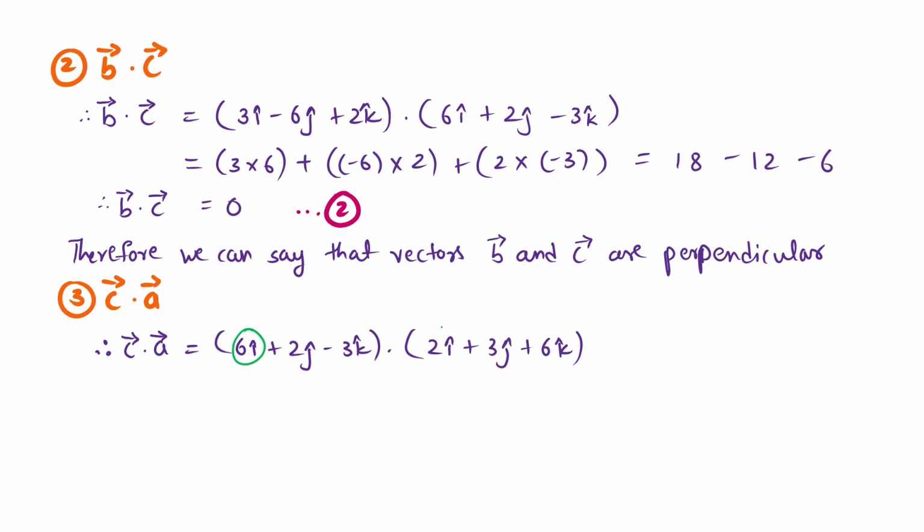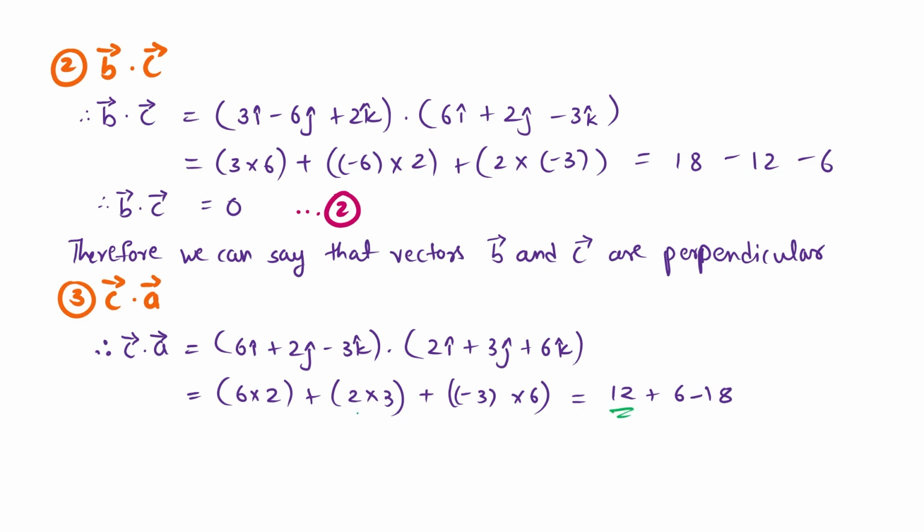So it would be 6i dot 2i, which gives us 6 into 2. Second, we would do the j components, that is 2j dot 3j, which will give us 2 into 3. And then the final multiplication would be the k component of the first vector and the k component of the second vector, which is minus 3 into 6. So on this basis, if we multiply, 6 into 2 gives us 12. 2 into 3 gives us 6. And minus 3 into 6 would be minus 18.